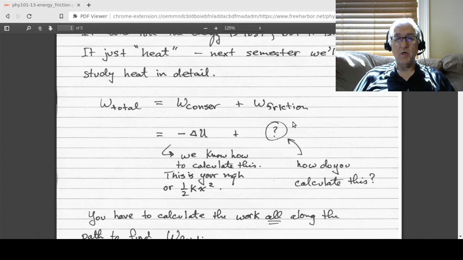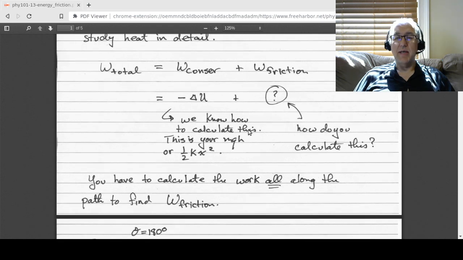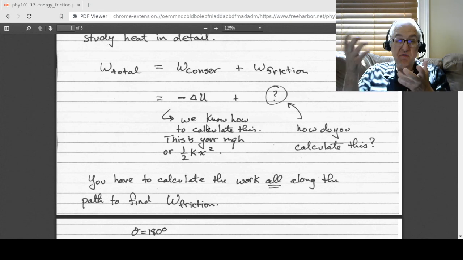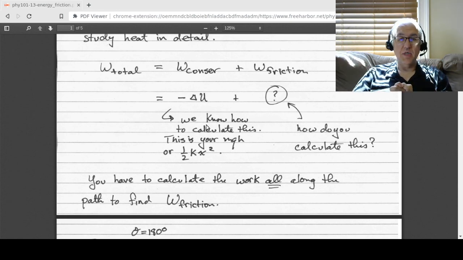But how do you calculate the work due to friction? All right. And here's where things get complicated. You can't calculate it as just an endpoint thing. If you could, actually, you'd be back to potential energy. You actually have to go back and calculate the work done by friction all along the path. Okay. It is not path independent. Conservation of energy, this is the whole point of a conservation law, is path independent.